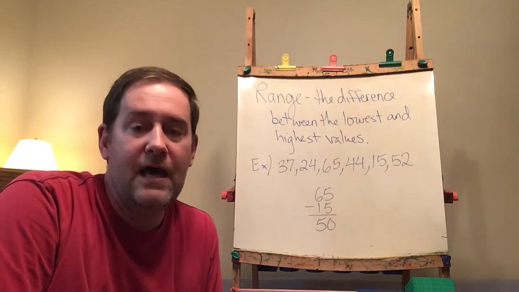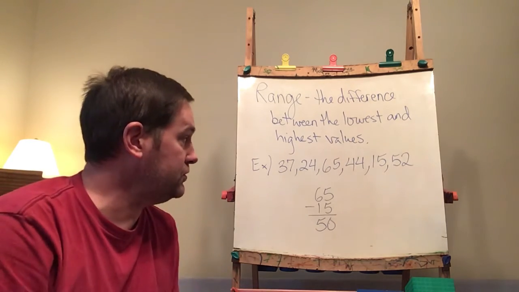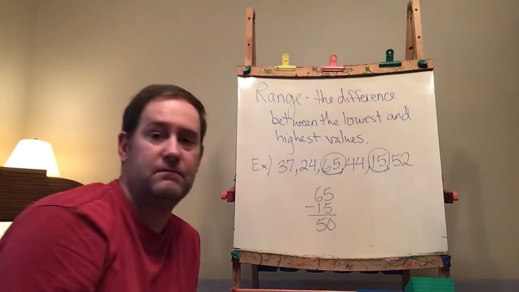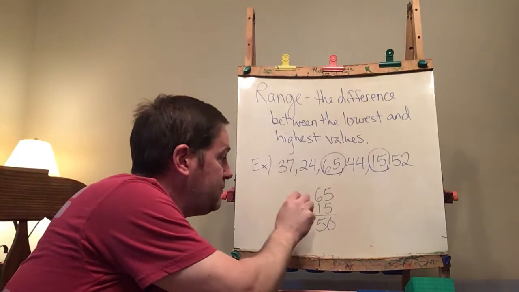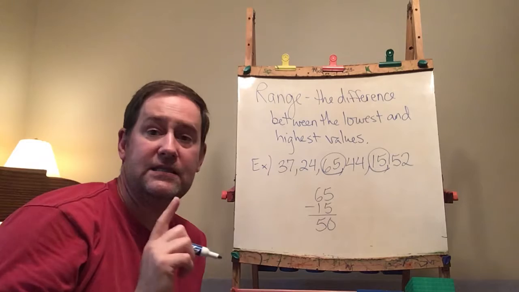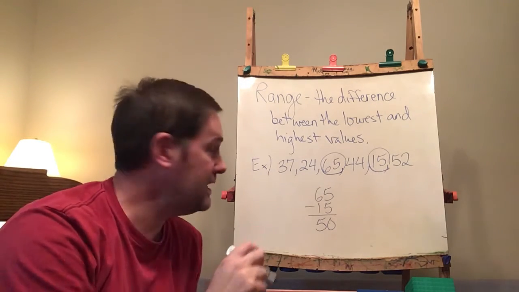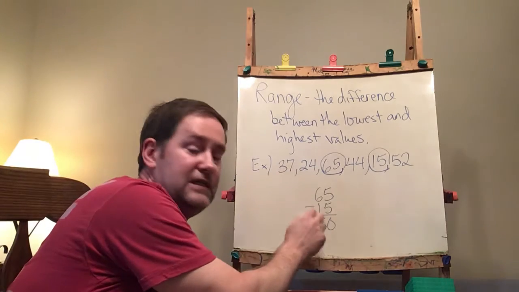and then from there you would make sure you circle and you find that okay, this is my least and this is my greatest. Okay, so 15 was the smallest, 65 is the greatest. Find the difference. Difference means the answer when you subtract between those two values. And so 65 minus 15 is 50.